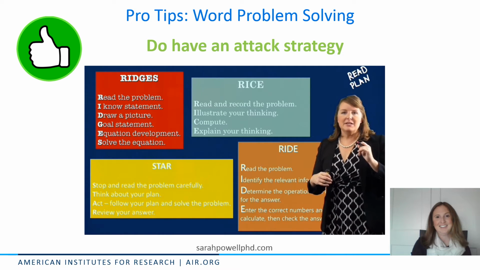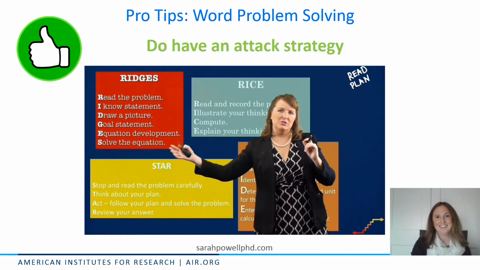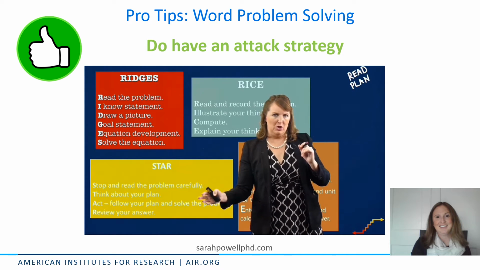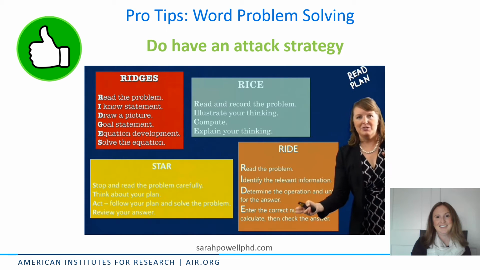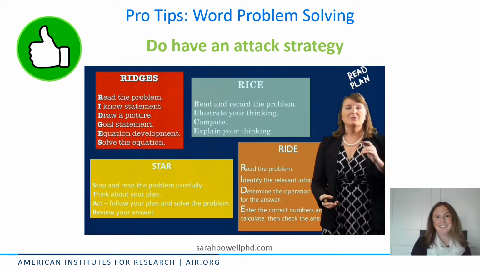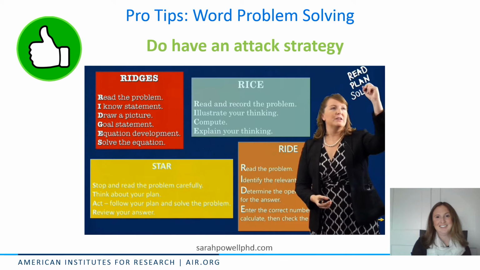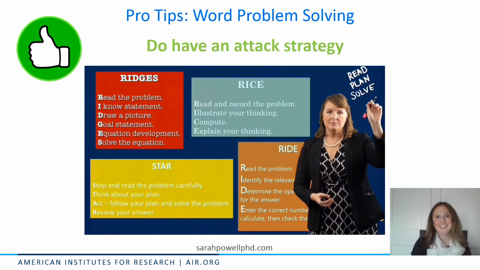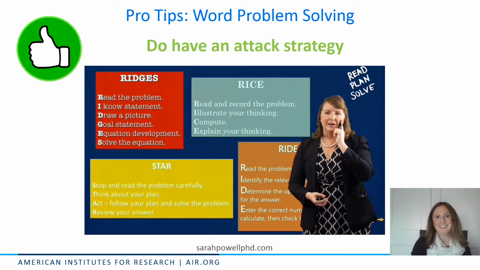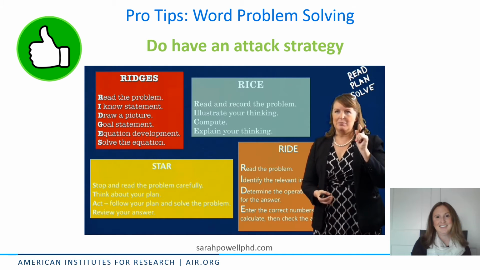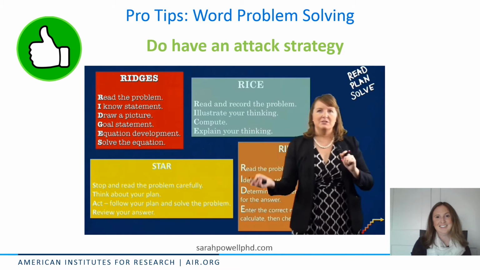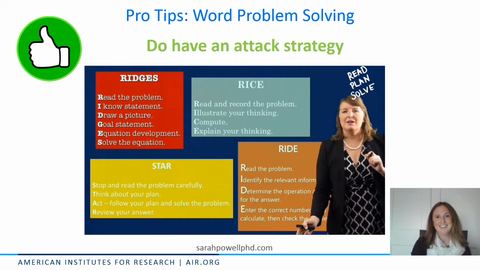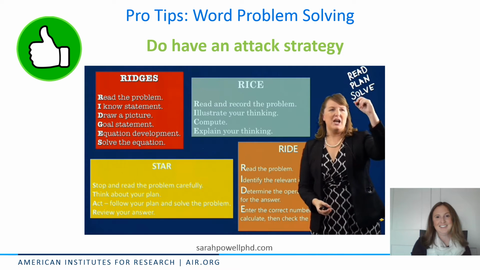Now, the next thing that I see with all of these is that I'm going to solve the equation. Here I'm going to solve the equation. Here I'm going to compute, and that would be solving an equation. And here I'm going to calculate, all right? So these all involve some type of solving. I'll go ahead and write that right there. Then the final thing, and not all of these have it, but I think it's really important. I don't see it in RIDGES, but I do see it in STAR. I see we review our answer, here we explain our thinking, and here I'm going to check my work. So I always think like a check or a review. I'll actually just write check, okay?